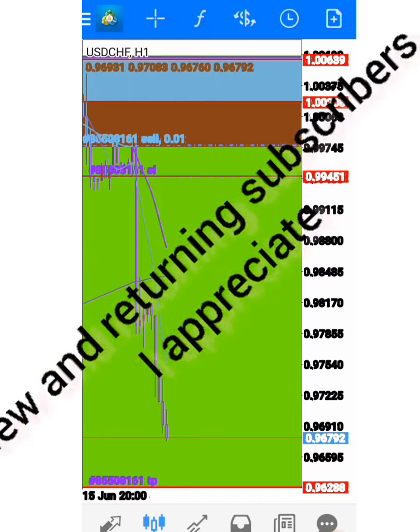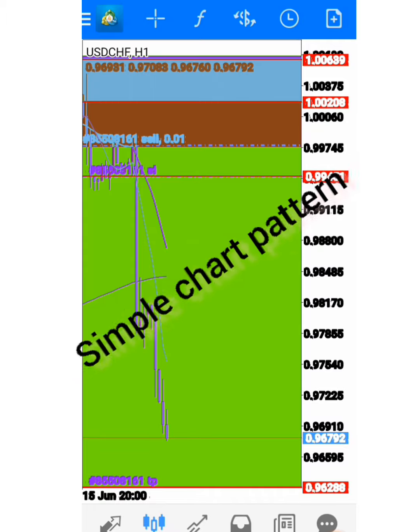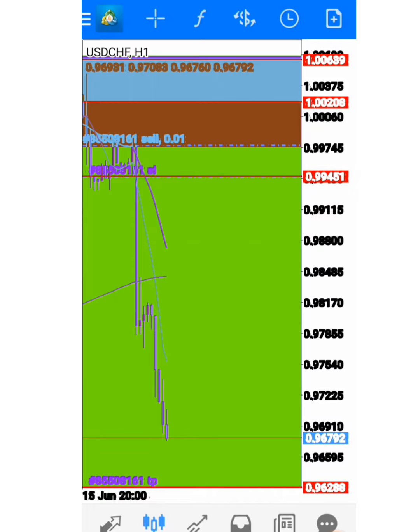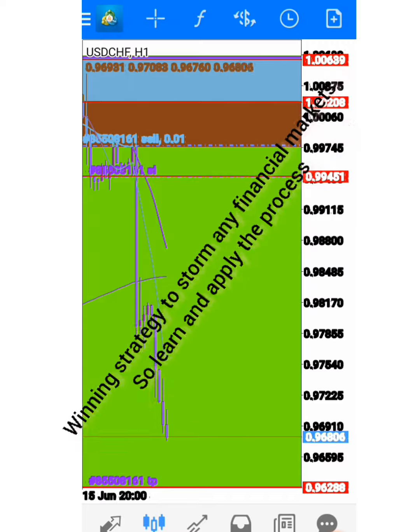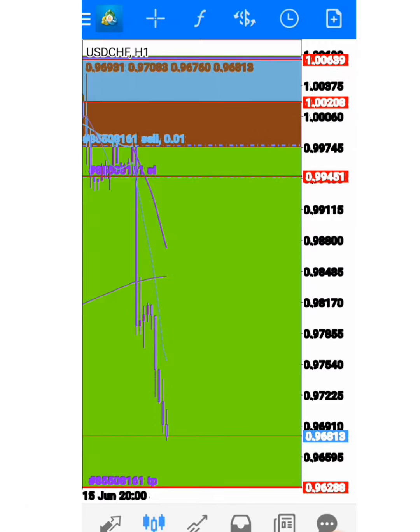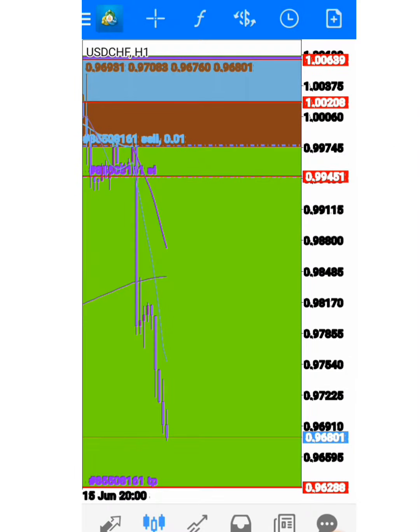So in today's episode, I'll be teaching you a simple chart pattern that I use to enter this market. And as you can see, we are on currency pairs. As I have already told you guys, all I post is the winning strategy to trade the financial market. Despite the fact that we are on currency pairs, you can use this to trade synthetics and commodity stocks. What is important here is you understanding the pattern that I use.